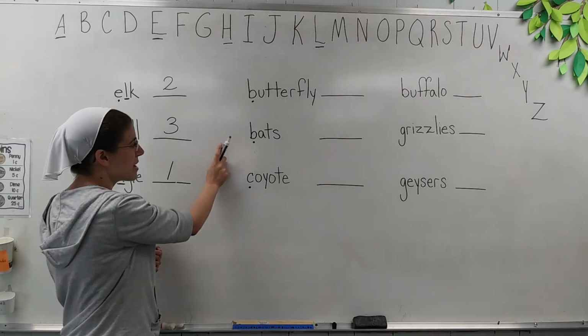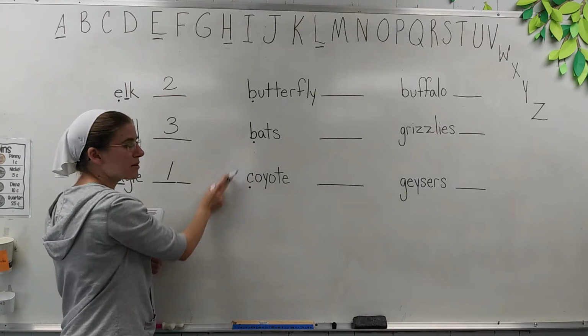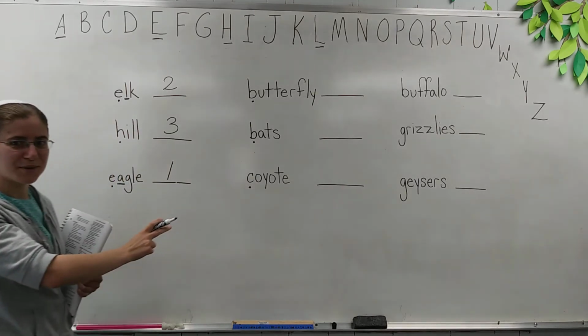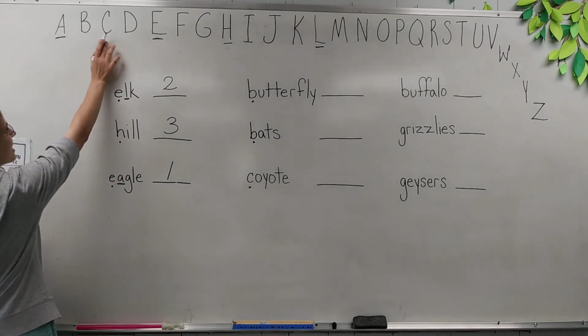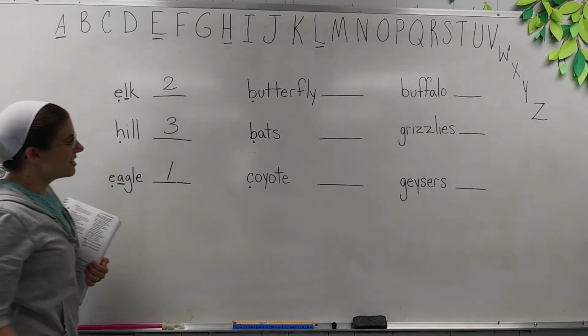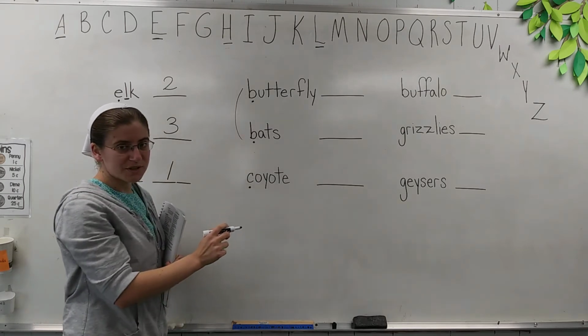So we've got butterfly, bats, and coyote. Does B, B, or C come first in A, B, C order? Okay, B comes first, right? B comes before C. So we're going to have to do our B words first.